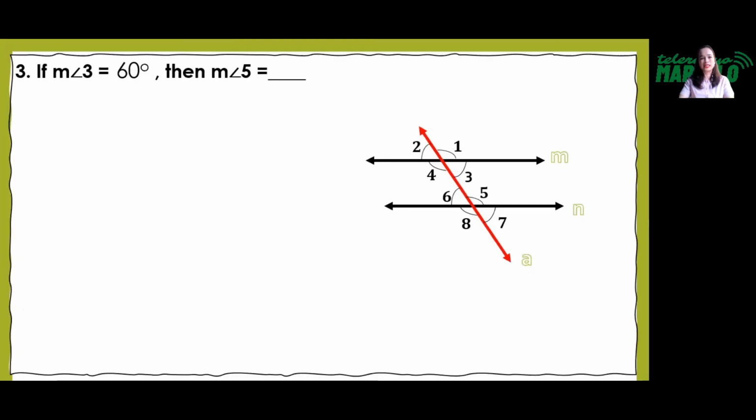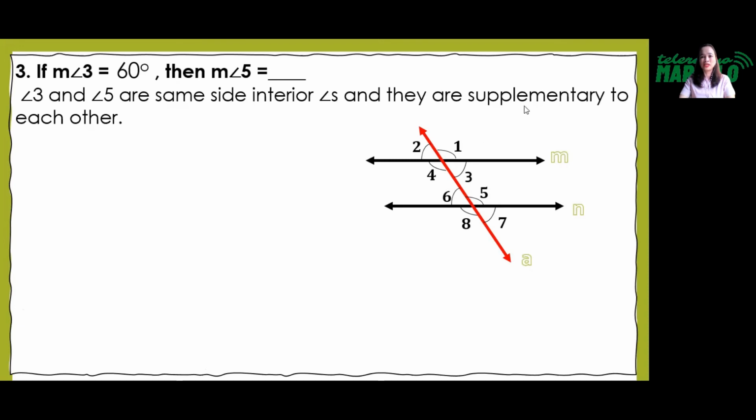Okay, let's proceed. For number 3 problem, we have if the measure of angle 3 is 60 degrees, then the measure of angle 5 is blank. Again, the same technique, you just have to take a close look at the figure, determine the location of angle 3 and of course angle 5, find the relationship between these two given angles. So based on the figure, angle 3 and angle 5 are same side interior angles and they are supplementary to each other.